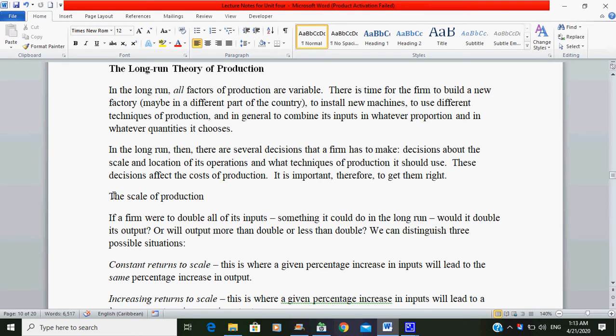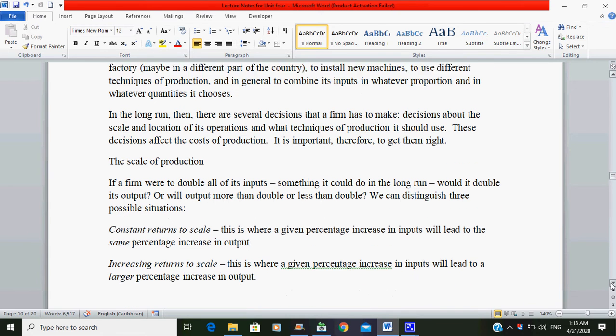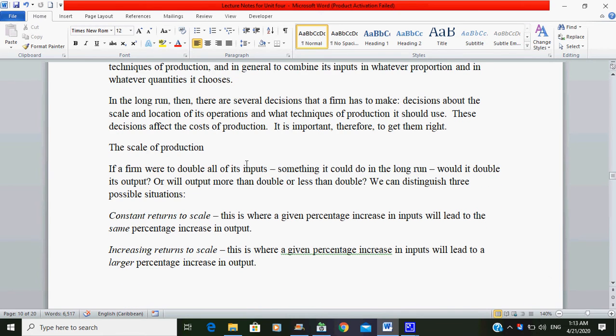The scale of production, we look at that first. There are different decisions: decisions about the scale and location of operations. So we look at the scale of production first. If a firm were to double all of its inputs, something it could do in the long run, would it double its output? Or will output more than double or less than double?